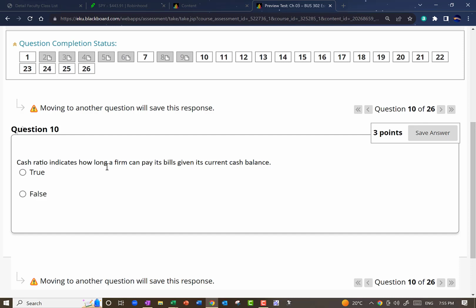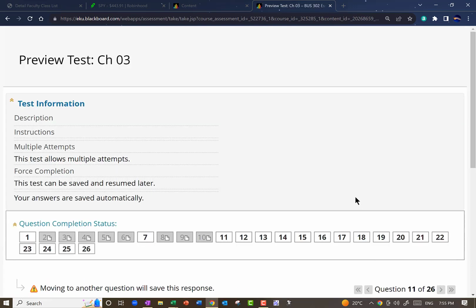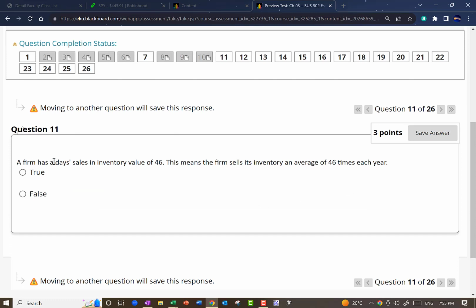Cash ratio indicates how long a firm can pay its bills given its current cash balance. Kind of, almost by definition. The firm has days sales in inventory. Okay. We know this to be true by definition.